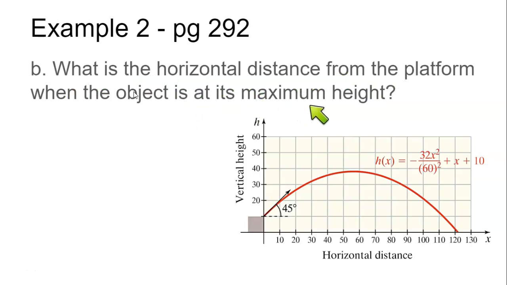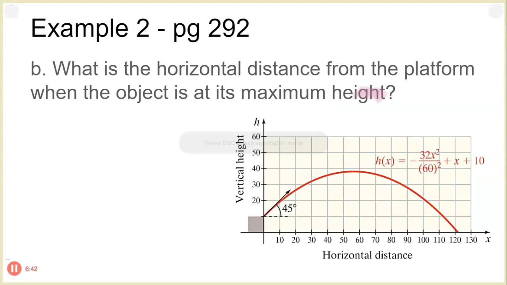Our second question now wants to know, what is the horizontal distance from the platform when the object reached its maximum height? So we have to consider maximum height. What is it referring to? What is the problem talking about? If I want the maximum height, if I go over to my parabola here, I know the maximum height is probably going to be somewhere around here. That looks like the highest peak.